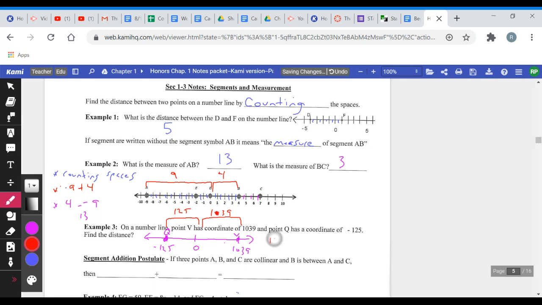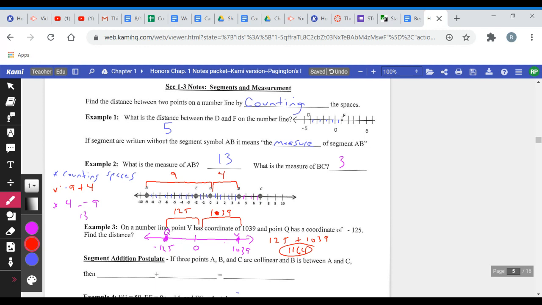And so I could quickly just add those like I did up above in one of the methods, 125 plus 1039. And when I add those, I end up with 1164. Okay. The next part talks about the segment addition postulate. Segment addition postulate, or you can abbreviate it as SAP.